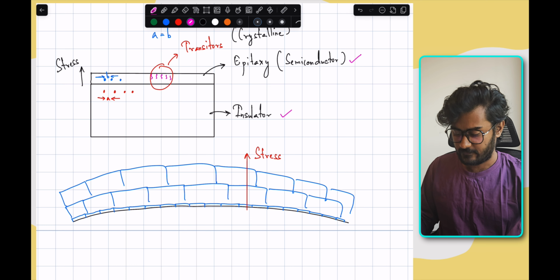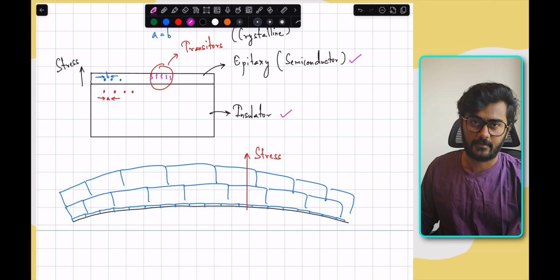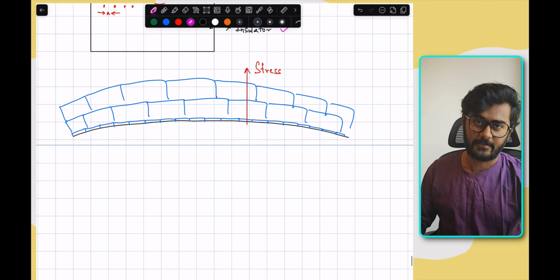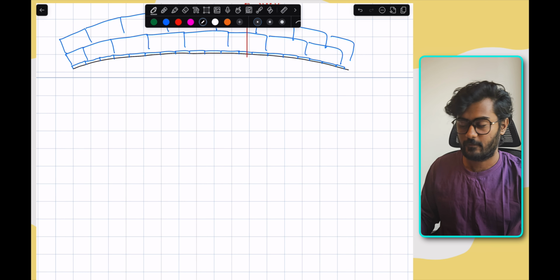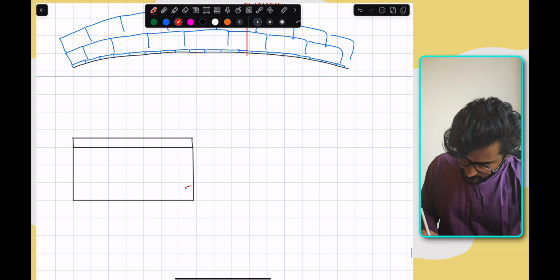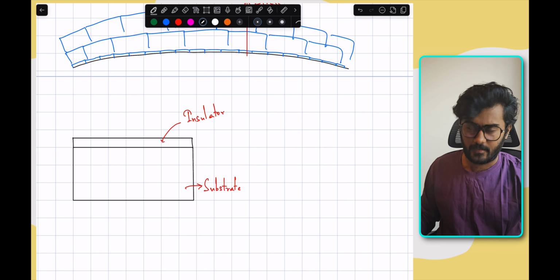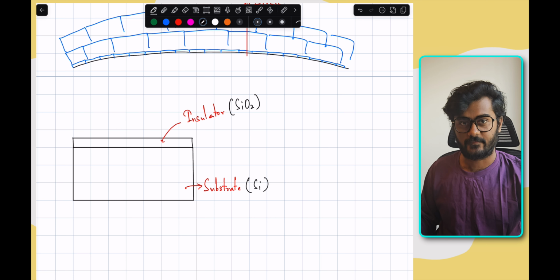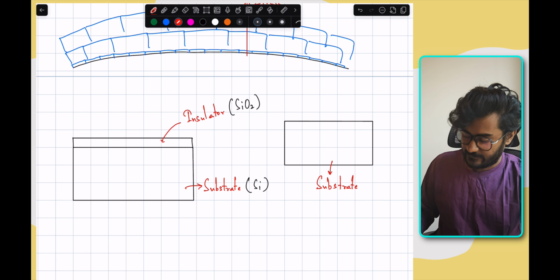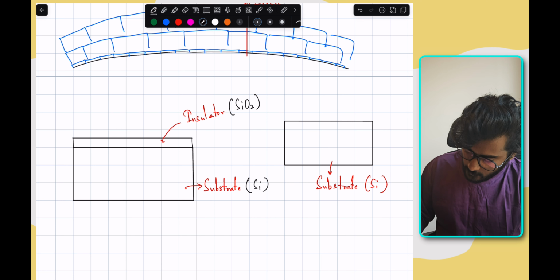Of course, we do have a technology called SOI, that is nothing but silicon on insulator. But the way it is made is different. It's not that you have an insulator and then you grow your silicon. One of the ways it is done is, you have your substrate, above which you grow an insulator. In the case of SOI, the substrate is silicon and the insulator is SiO2. And you make another wafer with a silicon substrate, above which you grow an epitaxial layer.